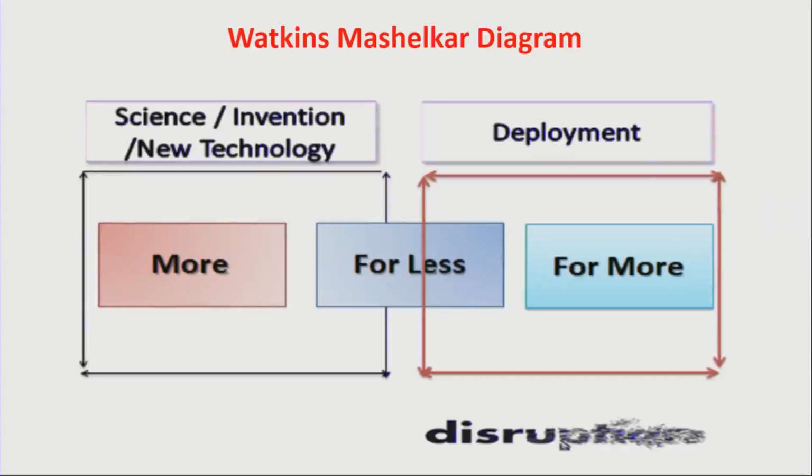Let me again come back to the Watkins Mashelkar diagram, all right? Because what we are urging the scientists to do is, for heaven's sake, focus on getting more from less for more and more people, so that we can deploy it for more and more people. Those challenges with scientist mindset.